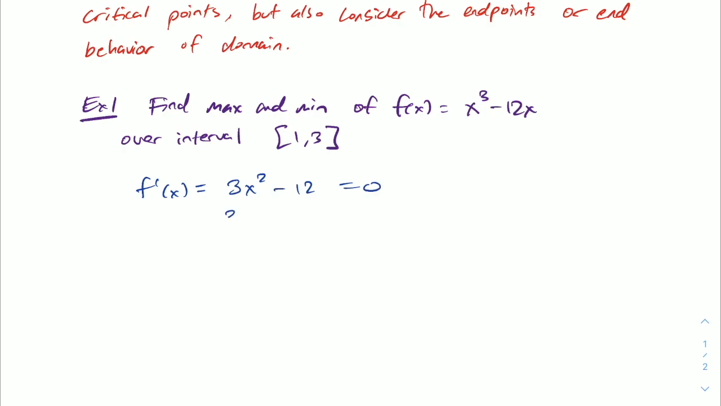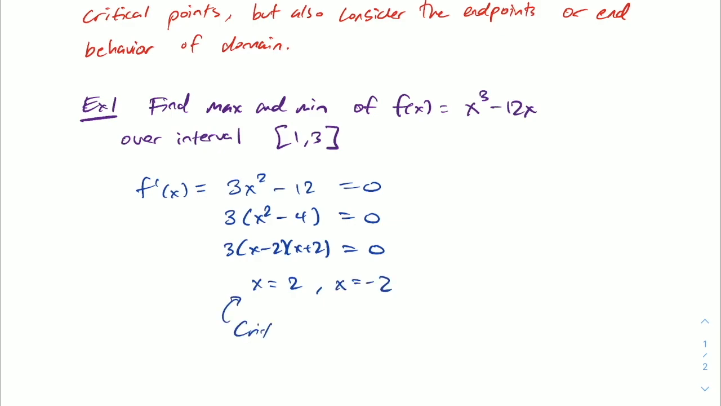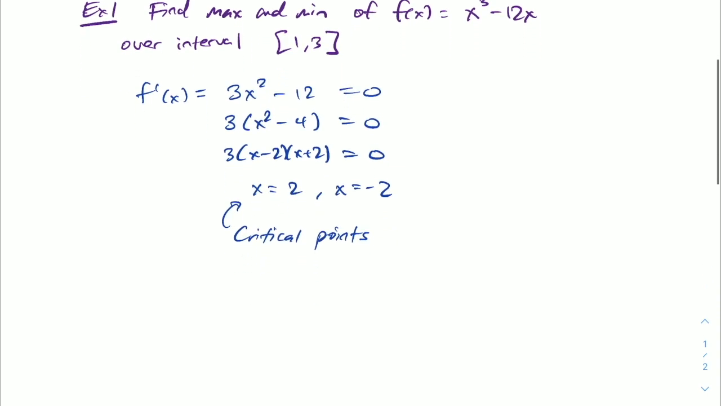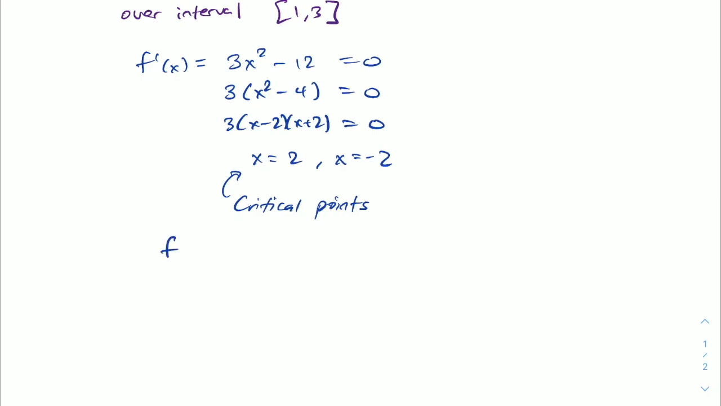If we factor, we'll get 3 times x squared minus 4, or if we factor again, 3 times x minus 2 times x plus 2. So this gives us 2 critical points, x equals 2 and x equals negative 2. We could also have a max or min at the endpoints, so we need to consider the endpoints. We're going to take the critical points and the endpoints and plug them all into the function. So we're going to evaluate f at 1, the first endpoint, evaluate f at 2, and evaluate f at 3. And we're going to ignore negative 2 because it's not in the domain.